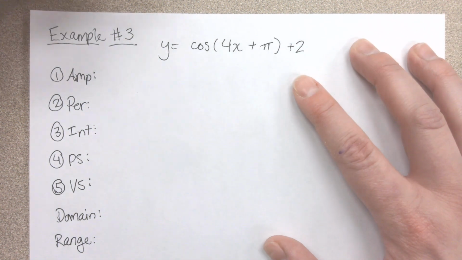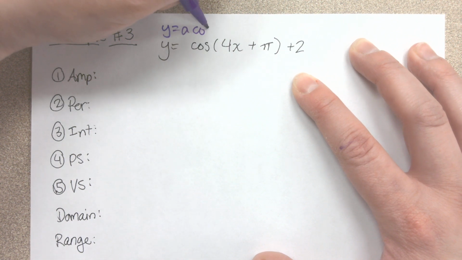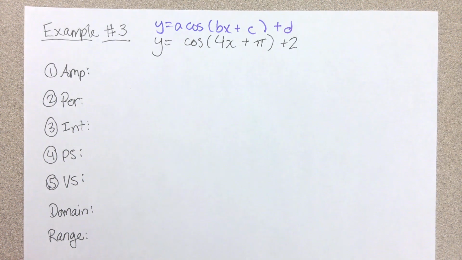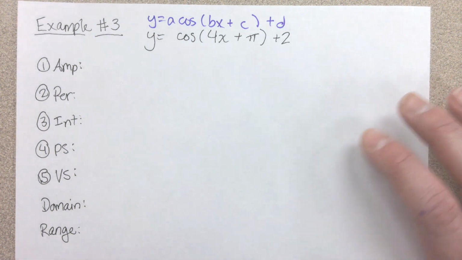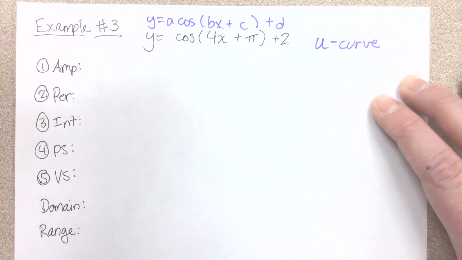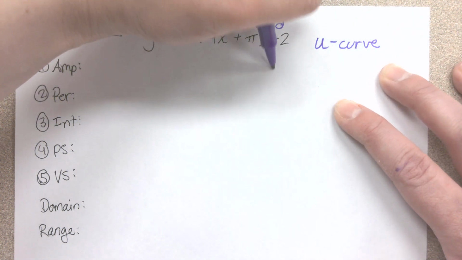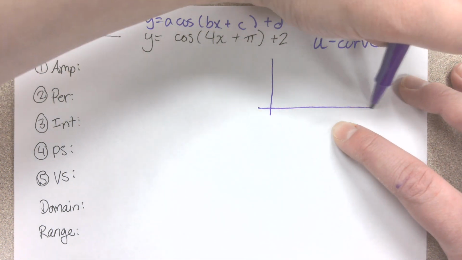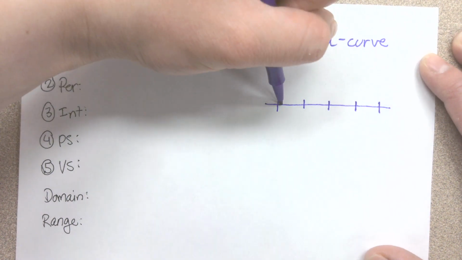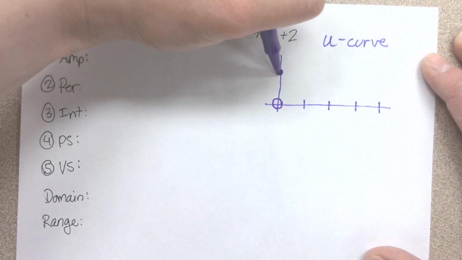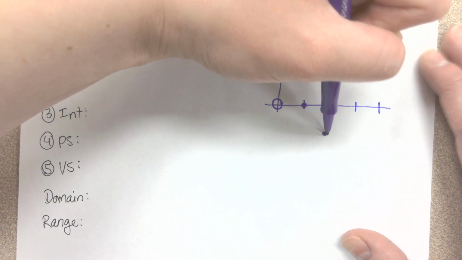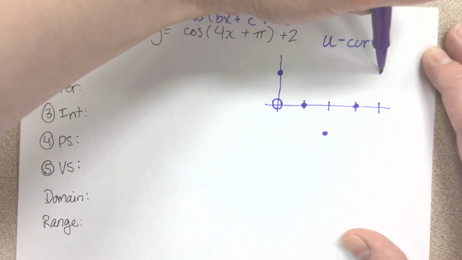General information first. General equation, y equals a cosine of bx plus c plus d. And the general graph. Again, reminder, cosine has a U-shaped curve. We have our 4 intervals. Cosine doesn't start at the origin, it starts at its own maximum. Then it goes down to the midline, down to the minimum, back up to the midline, back up to the maximum.